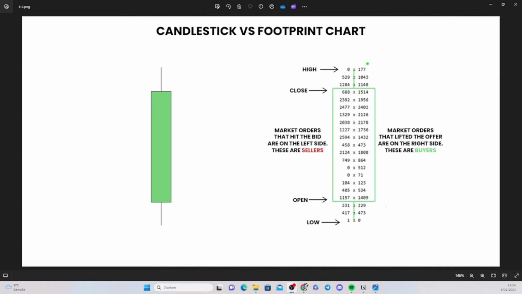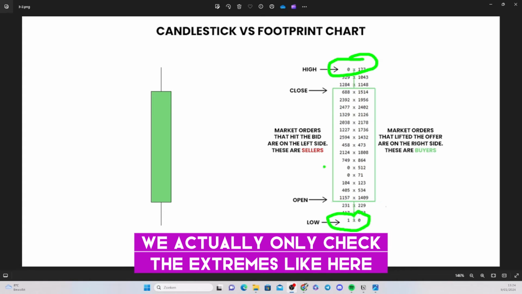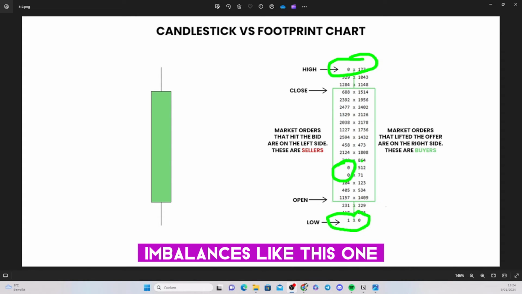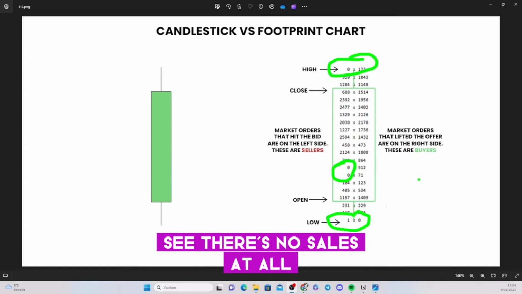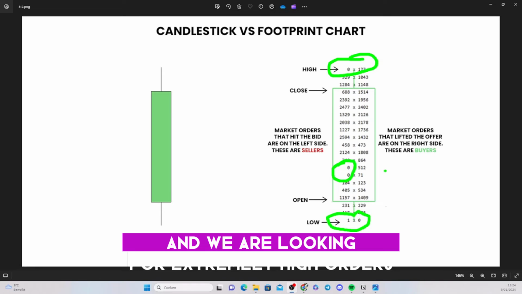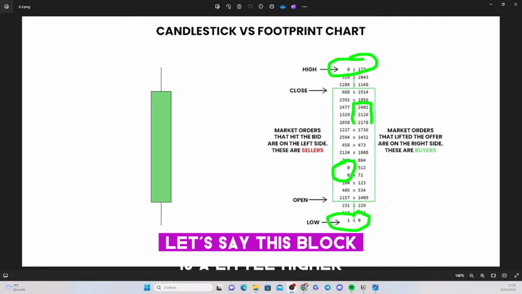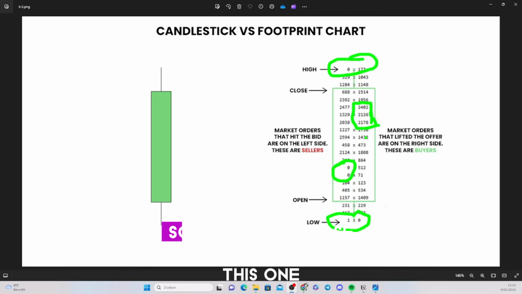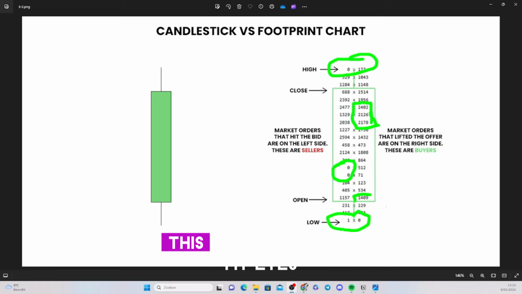No, we don't. We actually only check the extremes, like here, imbalances, like this one. These are abnormalities in the market. Here's no sellers at all. And we are looking for extremely high orders. Let's say this block is a little higher. So we watch those things, that data, like this one, this jumps out to my eye.